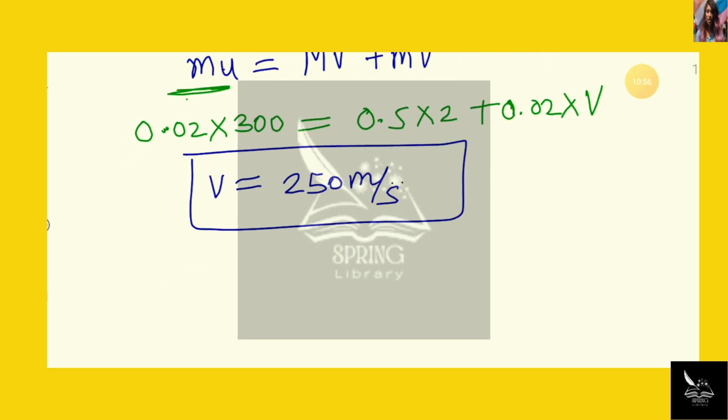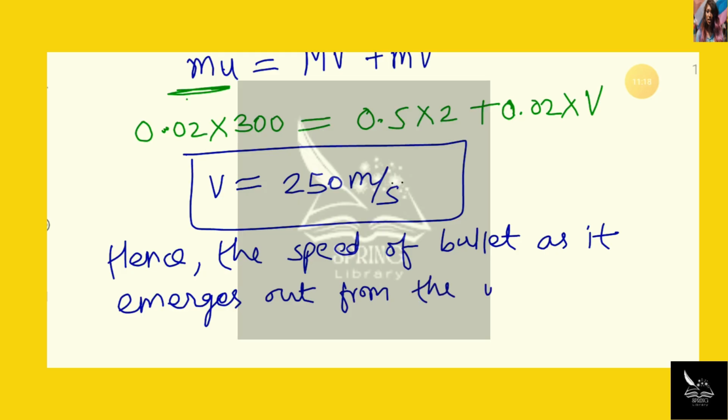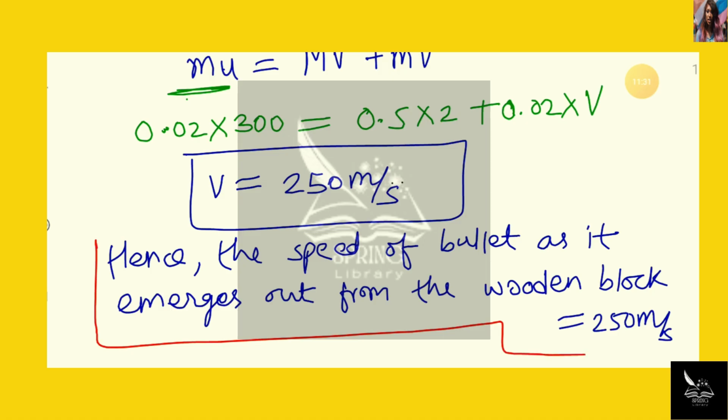That means I can say that the speed of the bullet as it emerges out from the wooden block is v equal to 250 meter per second. So I have solved the given question completely.